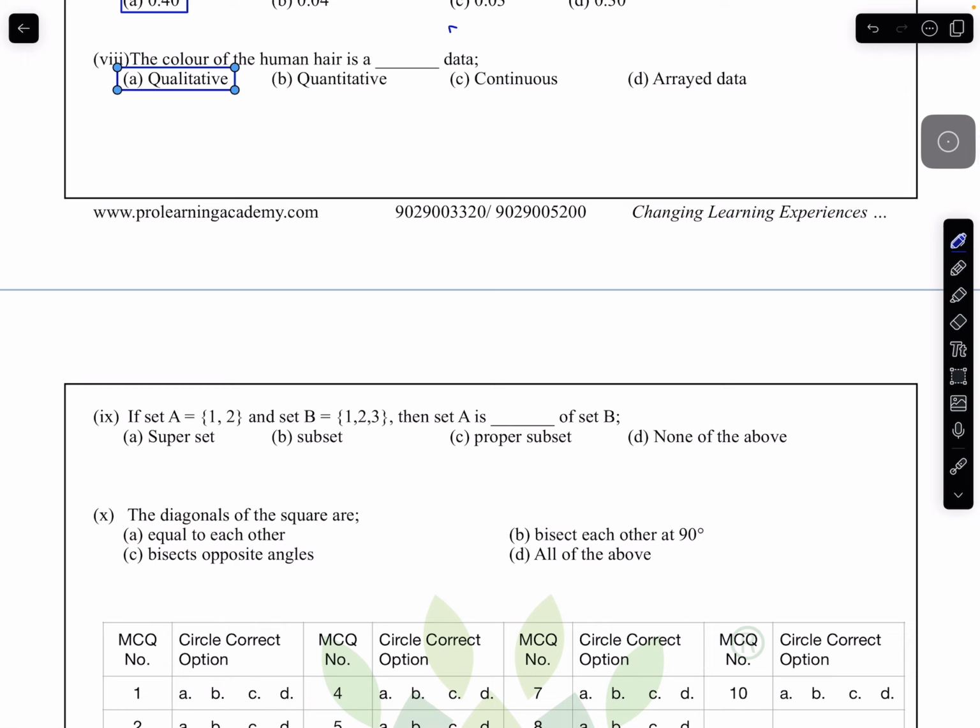9. If a set A has got elements 1, 2, and set B has 1, 2, 3, then set A is dash of set B. So here in this case, two answers could be right here: subset or a proper subset. But to be more specific, the correct answer is proper subset. Proper subset is more specific. Subset could be considered as one of the correct options. Here we will go with proper subset.